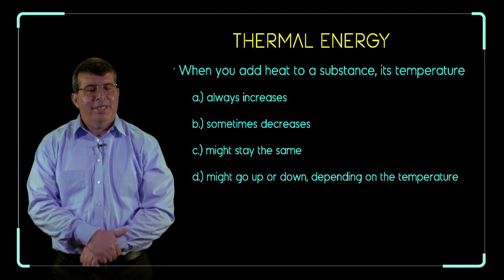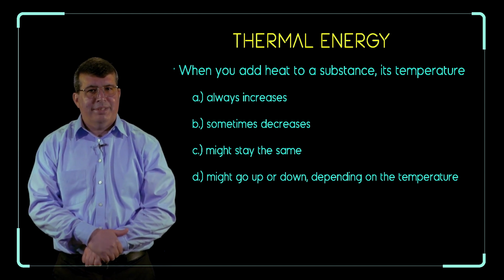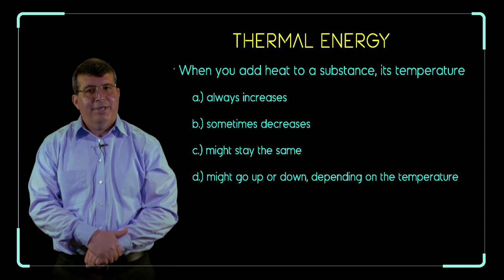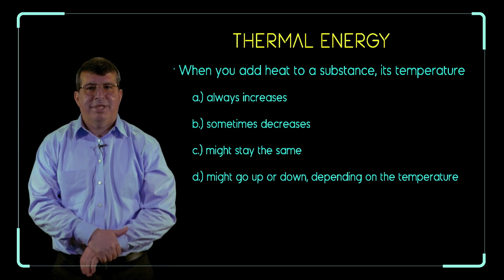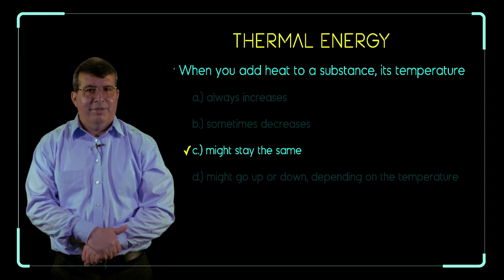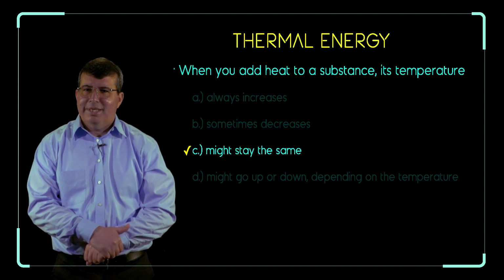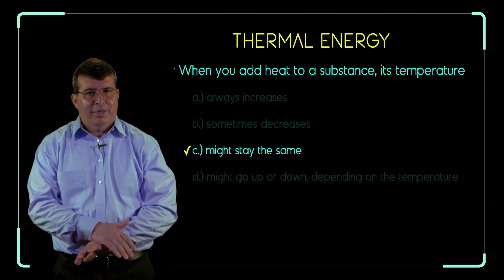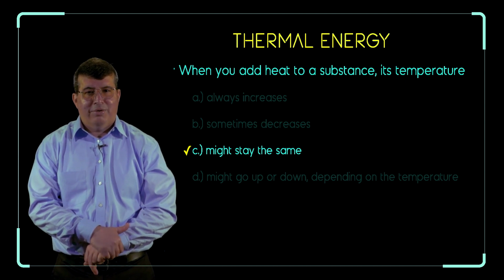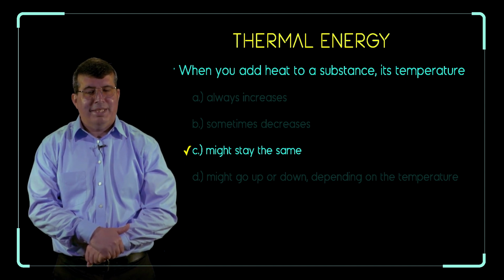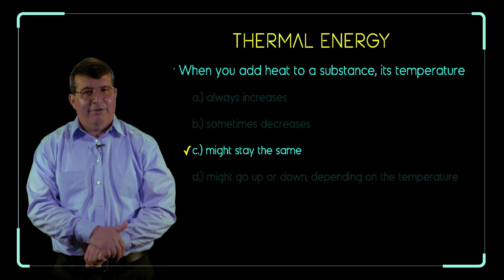Okay, when you add heat to a substance, two things can happen. One is its temperature could increase, or if it is a phase change, then its temperature would stay the same. So the temperature might go up and might stay the same. So the best answer here is C, might stay the same. The temperature doesn't decrease, so that's not B. It doesn't always increase, so that's not A. And D, might go up or down? No, it might go up, but it's not going to go down. So A, B, and D being eliminated, the best answer here is C, the temperature might stay the same if there is a phase change.